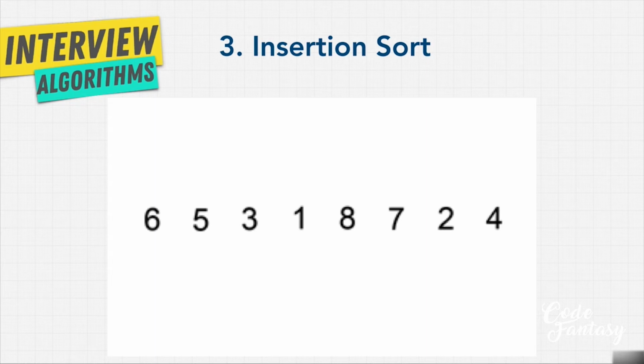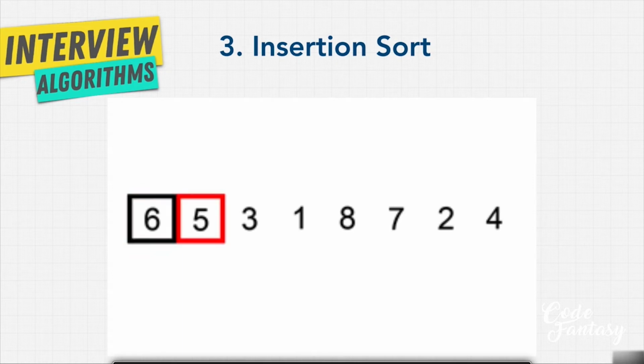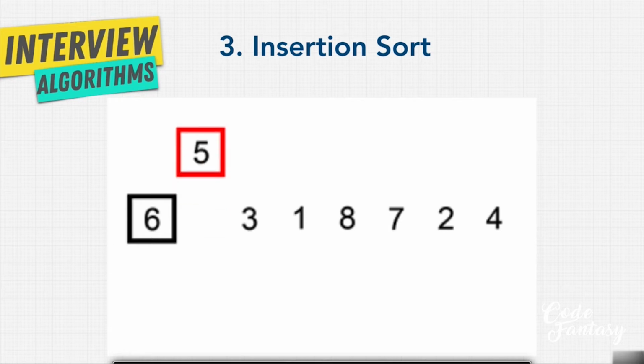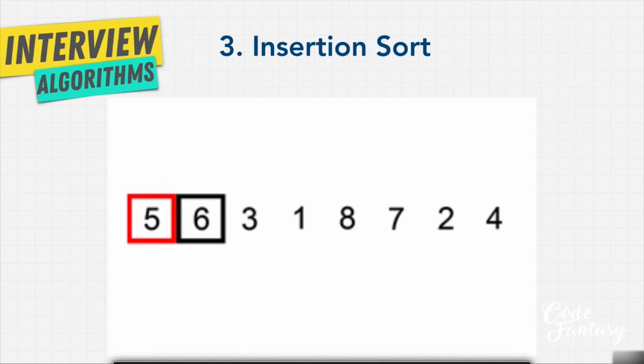And in a best case scenario, you can get O of n, or linear time, when the list is almost sorted. Let's see how it works. We have a list and we look at 6. We look at the first item and just leave it where it is. We now look at the next item, 5. And because 5 is less than 6, we switch it over.